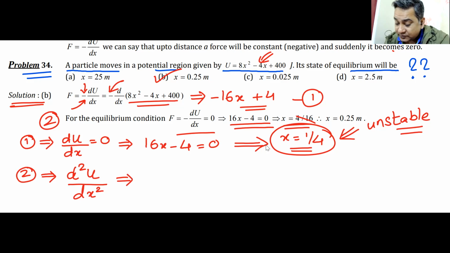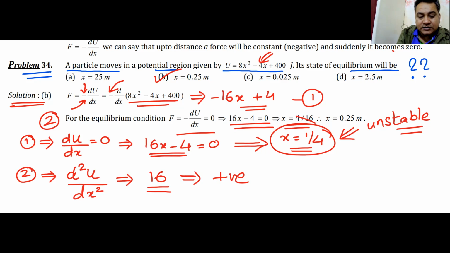I differentiate this thing once more. I get 16. The derivative of 16x minus 4 is 16. This 16 is positive. The second derivative is positive. Let us go back in the past again.